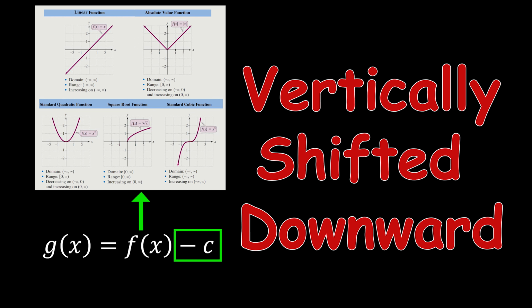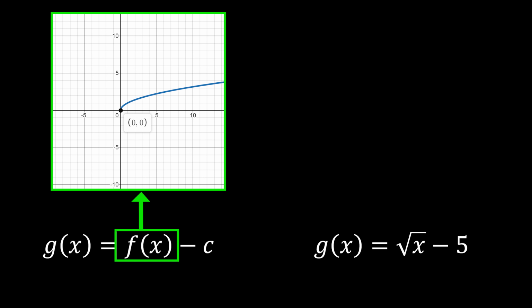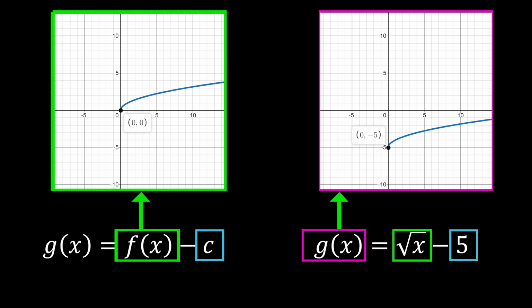Similarly, if I subtract c from my function, it will shift my function downward by c units. For example, if f of x is the square root function and c is 5, then I can create a new function g of x, which is the square root function shifted downward by 5 units.